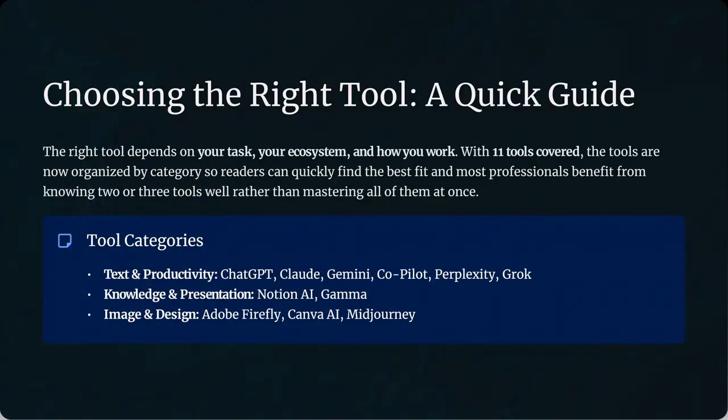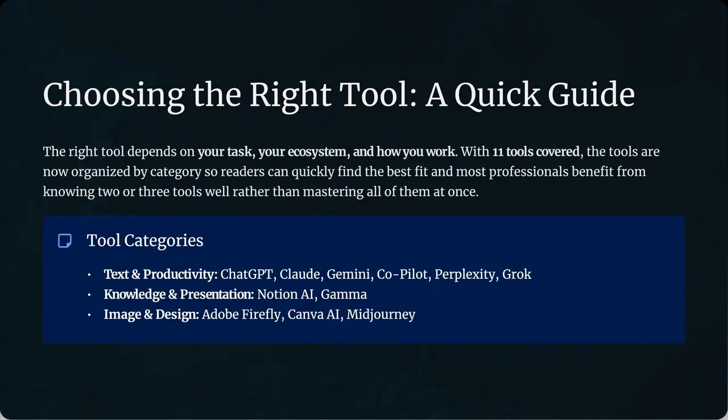The answer depends on three things: your task, your ecosystem, and your work style. For text and productivity, drafting, writing, summarizing, reasoning, your primary tools are ChatGPT, Claude, and Gemini. For knowledge management and presentations, look to Notion AI and Gamma. For image and design work, your toolkit includes Adobe Firefly for commercial safety, Midjourney for artistic quality, and Canva AI for accessible design. The right choice also depends on where you already work.